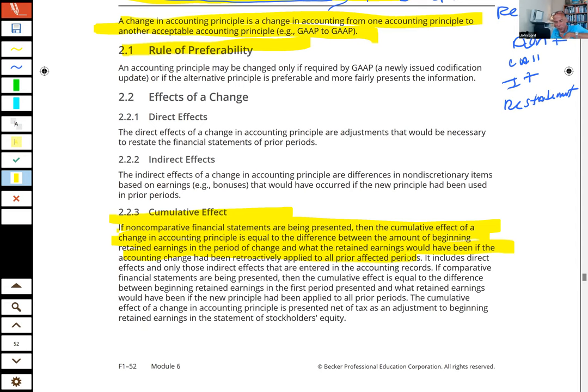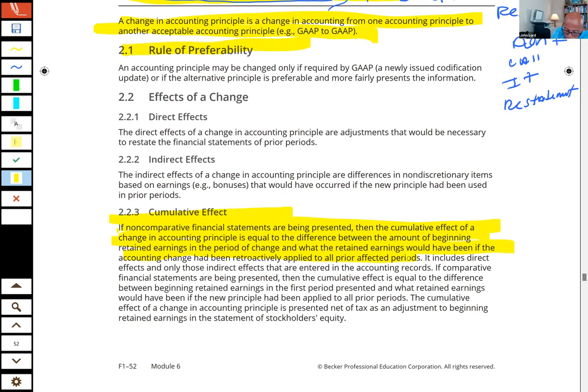So we decide in year 11, we're going to change. What would our retained earnings have been at the beginning of year 11, the end of year 10, if we had used the new method in all those previous years, okay? And then we'll make a cumulative effect adjustment to the beginning retained earnings of year 11, and we'll report that net of tax, okay? Now that's for non-comparative statements, okay?